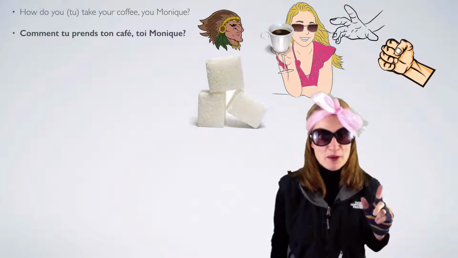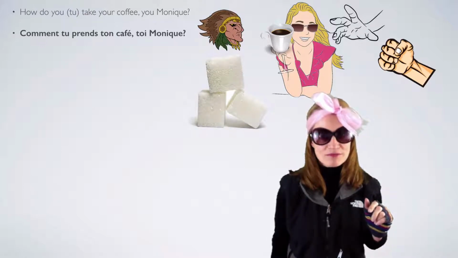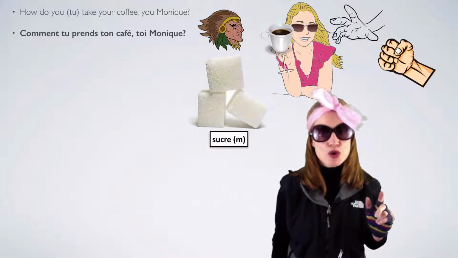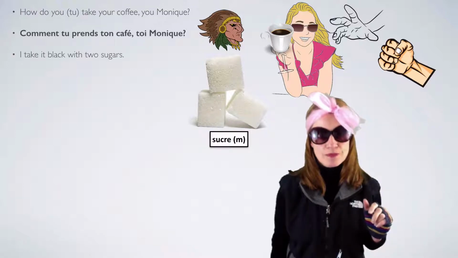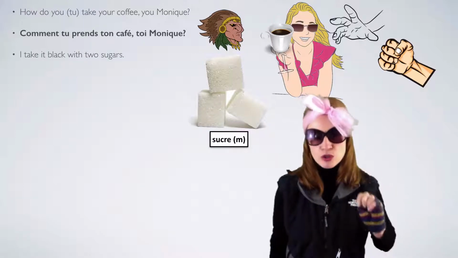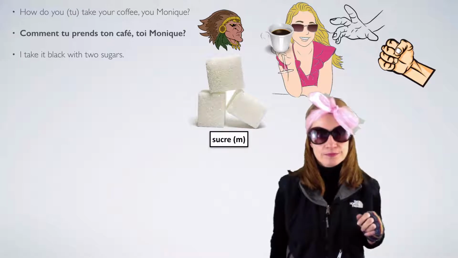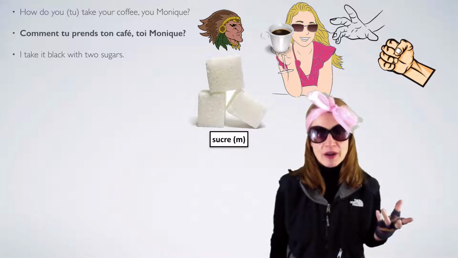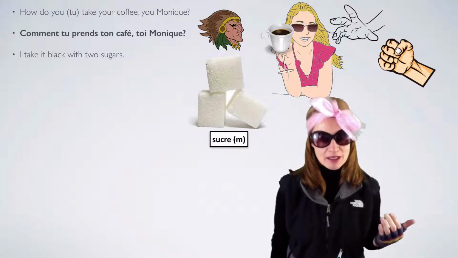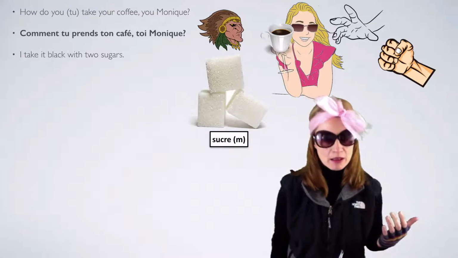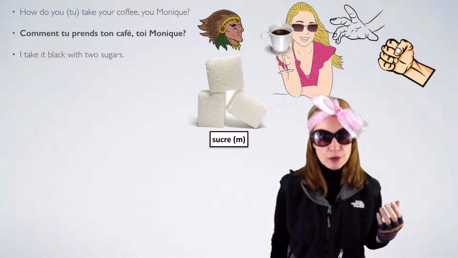Sugar. Many people know how to say sugar in French. Sucre, masculine. Le sucre, du sucre. I take it black with 2 sugars. So, you're talking about coffee, so your it is masculine. So you say, I take him. And it goes before the verb.